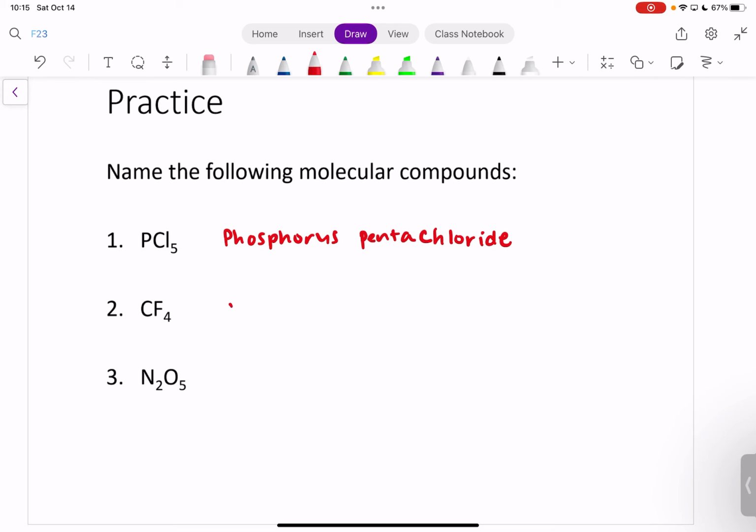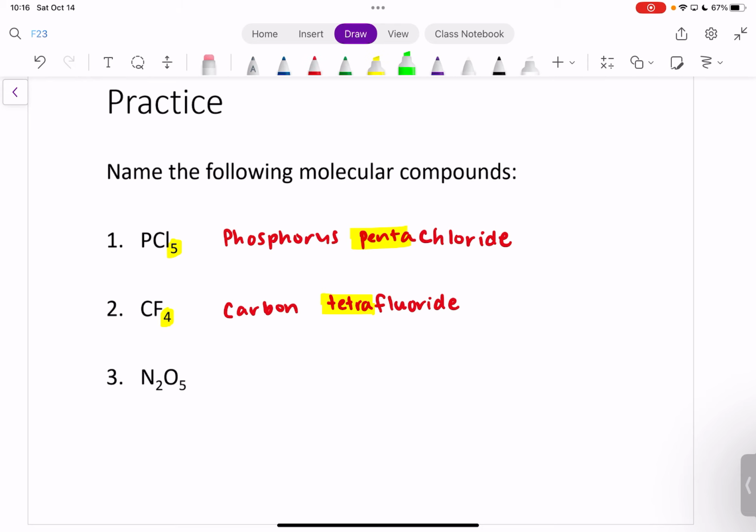All right, next one, carbon. Just listing the first one. And then I know I'm going to have fluoride. Fluoride instead of fluorine, fluoride. And then what goes in the middle? Yeah, tetra. A little bit weird, but tetra. Because we have 4 of our fluorines.